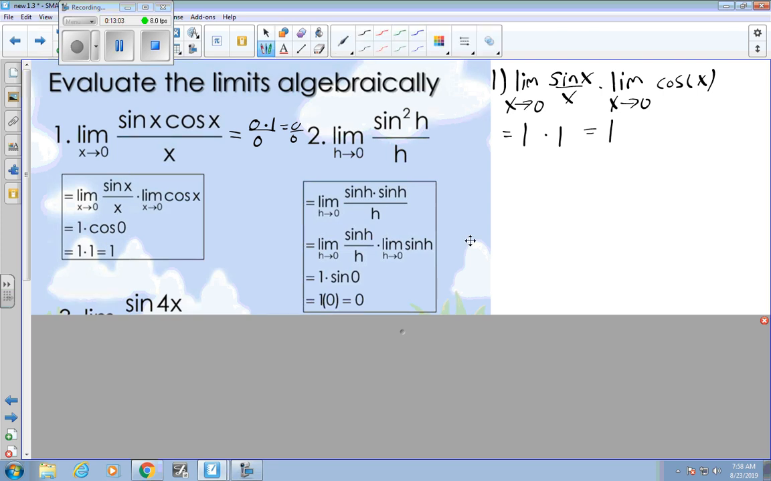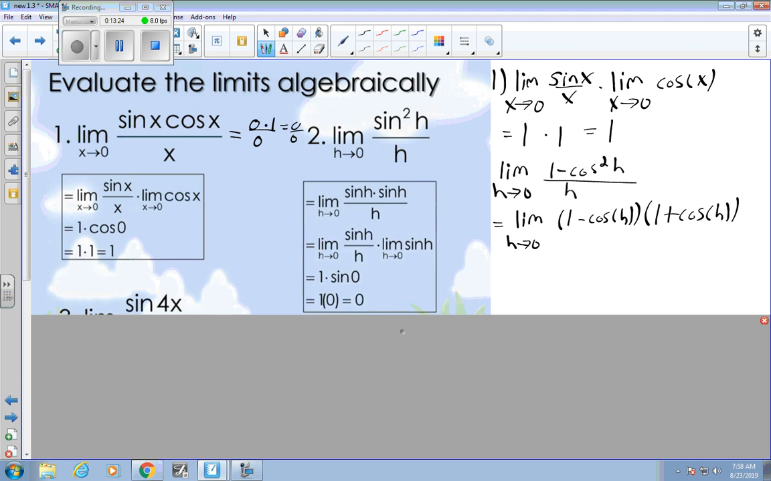So the other way you could have solved it, which I honestly didn't even think about, use a trig identity, 1 minus cosine squared of h over h. So this factors, and then from here, isn't that one of our 4 identities? What did we say that limit was equal to?